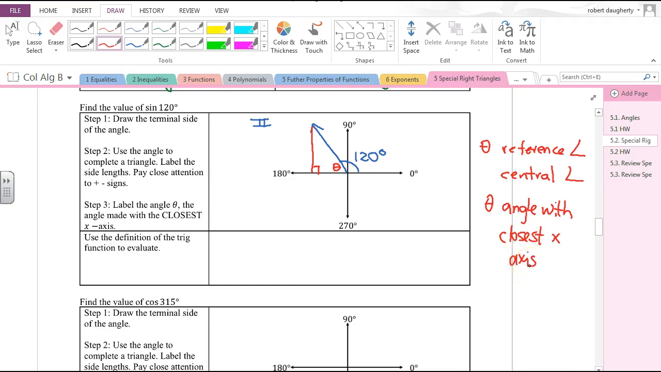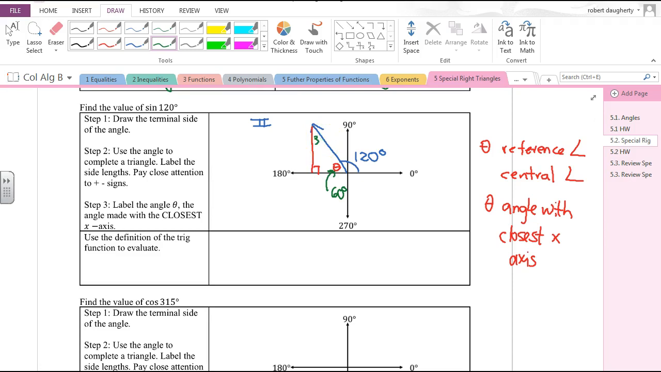So if this is 120, what do you think this angle theta is? It's 60. Why is it 60? Yeah, if I went all the way to 180, okay, that's 180. So this angle has to be 180 minus 120. So this angle has to be 60 degrees. So this angle right here is 60. If that angle is 60, what's the angle up here? This is 30. This is what kind of triangle? A 30-60 right triangle, okay?